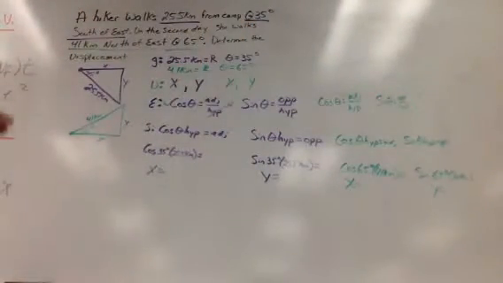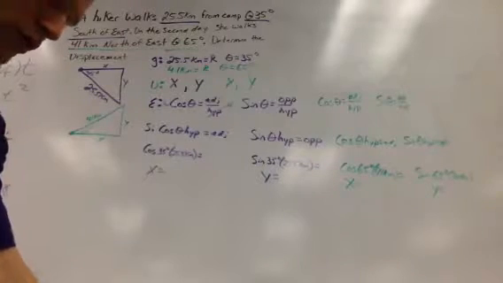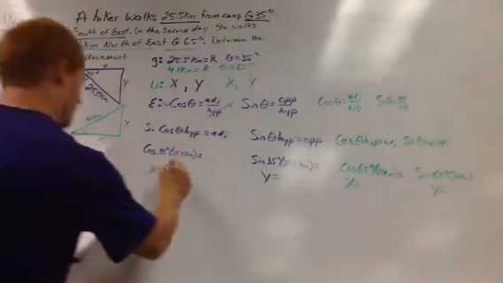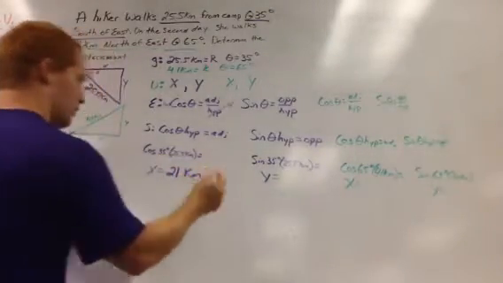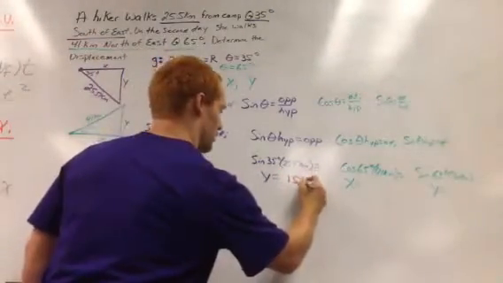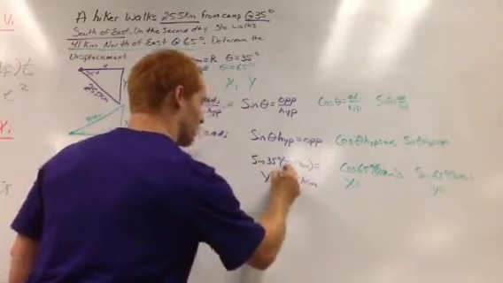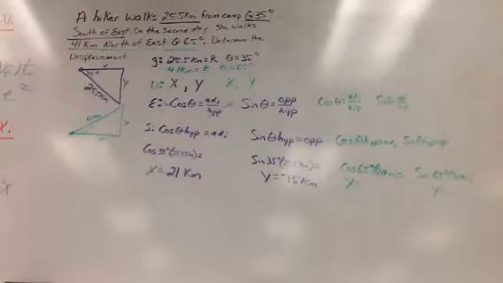For our first triangle, we are going to have 21 kilometers as our x value, 15 kilometers for our y value, although it's going to be negative, because if you notice, the x is going in the east direction, y is going south, so it will be negative.